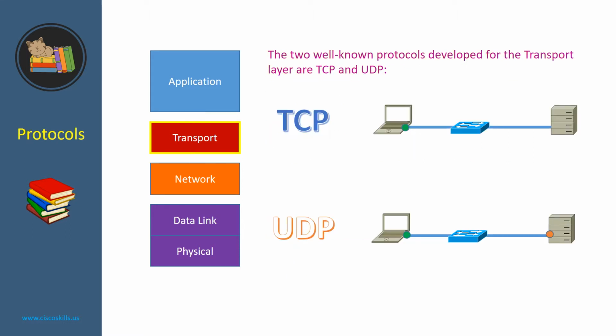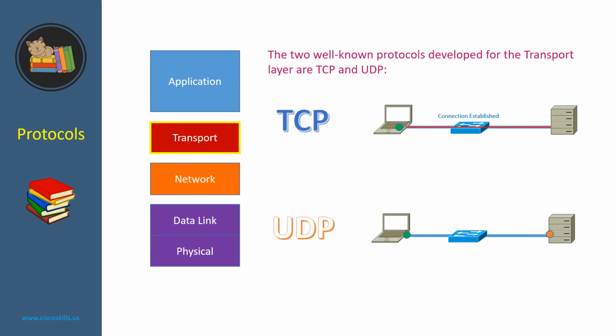The two well-known protocols developed for the transport layer are TCP and UDP. TCP, Transmission Control Protocol, is a reliable connection-oriented protocol. It requires handshaking to set up a virtual circuit between the two hosts. After the connection is established, user data can be sent bidirectionally over the connection.